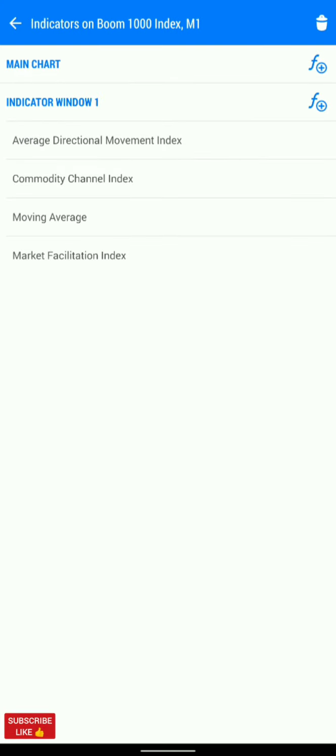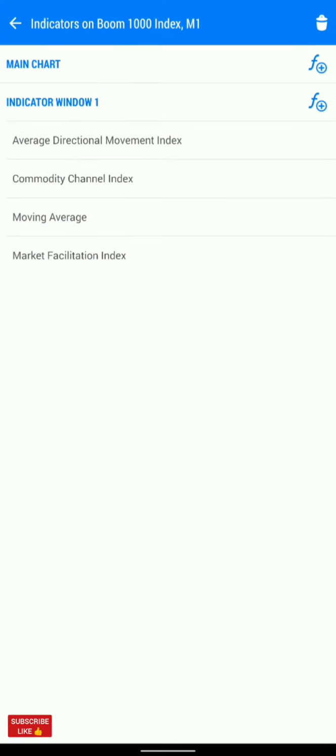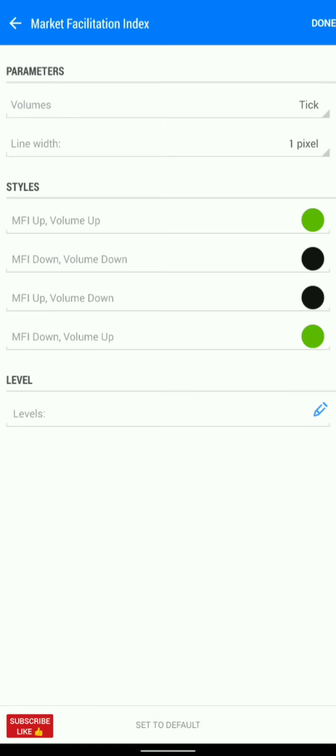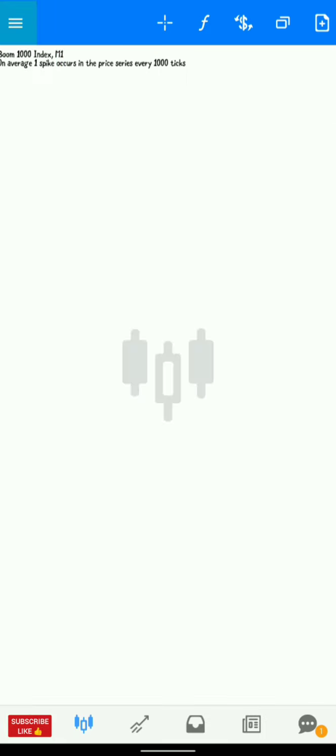Then my moving average, very important, period 10, shift 0, method is simple, apply to close, 4 pixels of red, and we're done for that. My market facilitation index, here are the settings for my market facilitation index. Volumes is tick, line width is 1 pixel, MFI up, volume and so on. So just screenshot it to look like this. The colors should be in rhythm like this. So we are done with the indicators. If you didn't get any of those, you can go back and watch this video again.